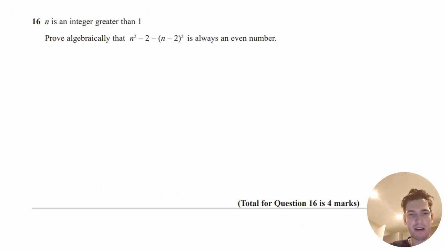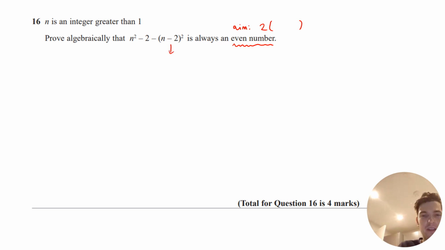Okay, n is an integer greater than 1. Prove algebraically that n squared minus 2 minus n minus 2 squared is always an even number. Okay, so if we're looking to prove that something is an even number, then it means that it's a multiple of 2. So my aim is to get a multiple of 2, so 2 outside of brackets. All right, what do I need to do here?